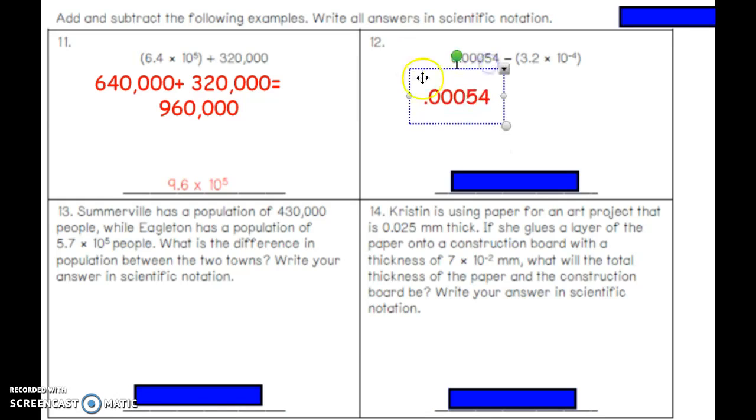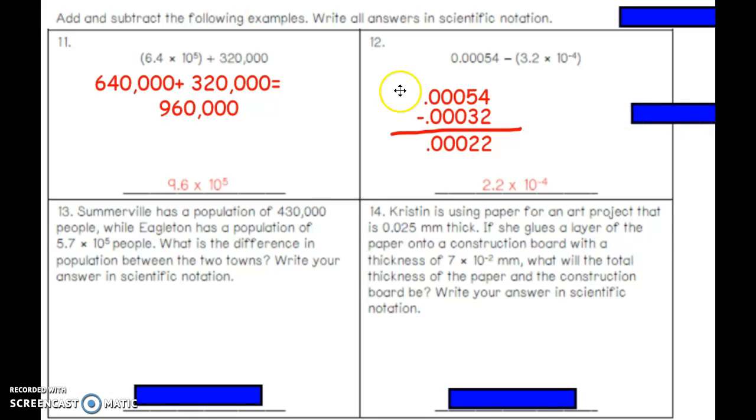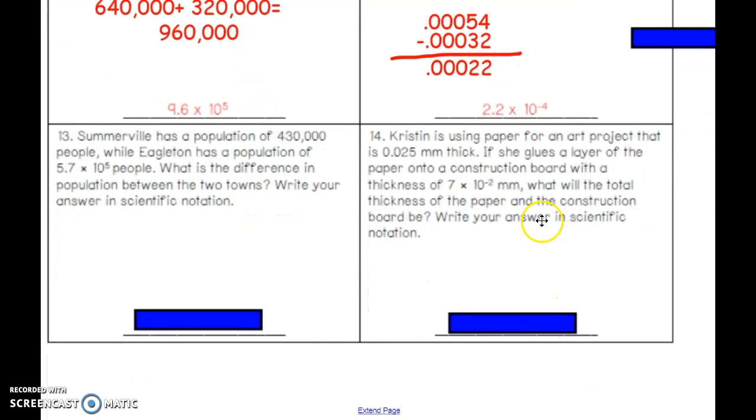In this case, you probably want to stack the numbers on top of each other so that you can keep track of your place value. 1, 2, 3 zeros, and the 3, 2 for this one, 3.2 times 10 to the negative 4. This makes it kind of nice so you can do the subtraction. And I think you can see where we're going to get 0.00022. Converting 0.00022, you've got 2.2 times 10 to the negative 4.